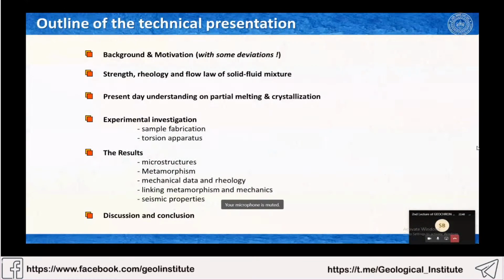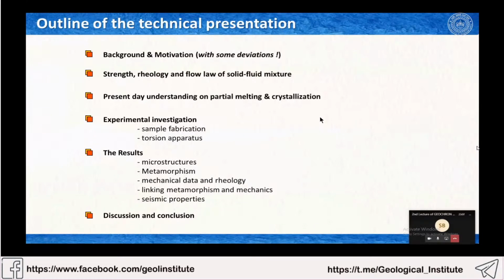So the way I decided to present this lecture is more or less outlined here. At the very beginning, I'll talk about some background and motivations, and with some deviations, I'll go a little bit in a teaching mode, particularly for the young students. And then I'll talk about strength, rheology and flow laws of solid-fluid mixtures. I'll explain what these are.